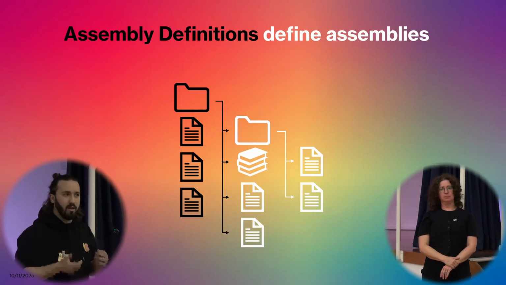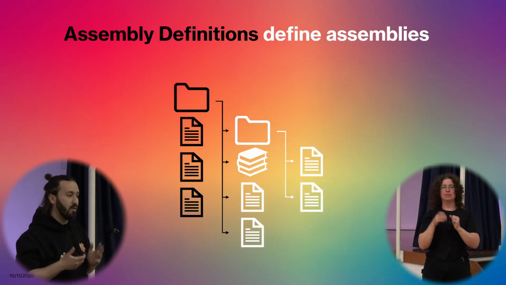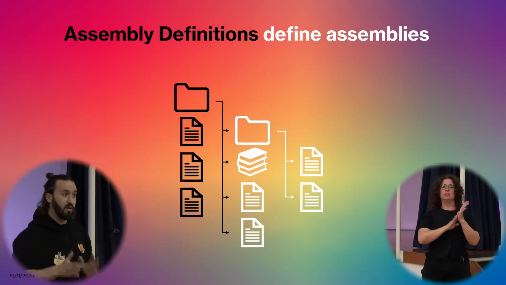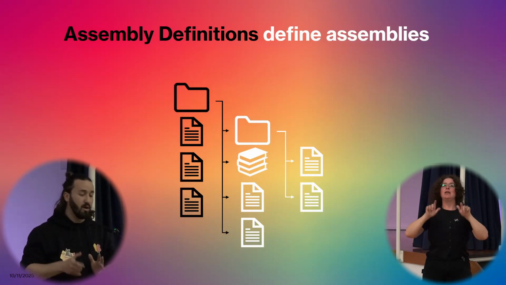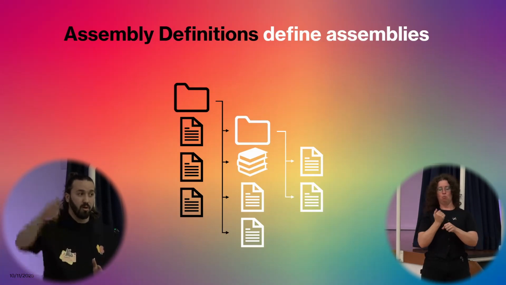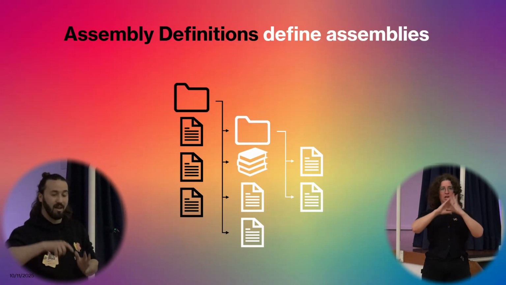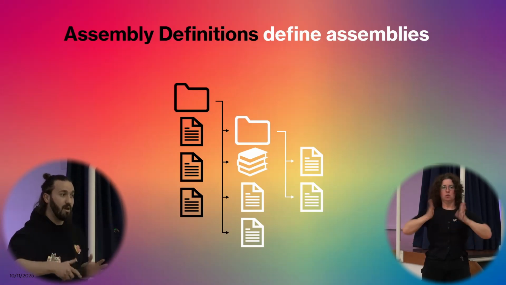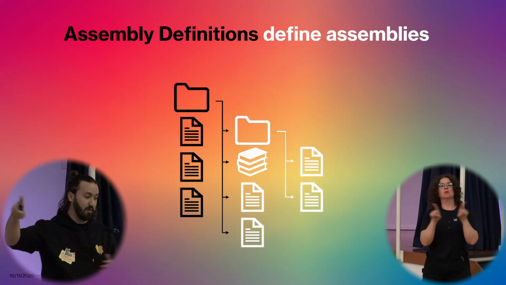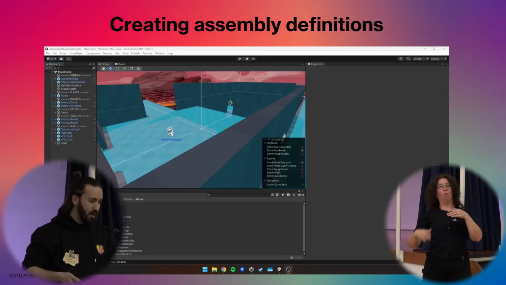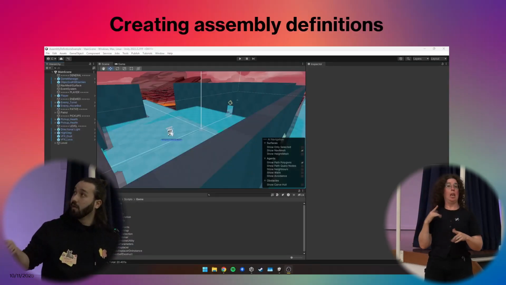In order to create assemblies, we will need to use something called assembly definitions. These are simple assets in Unity. All we have to do is create them, and then all the scripts in the folder they're in will become part of that assembly, as well as all the subfolders and scripts. Here I got a live example showing how it is done.